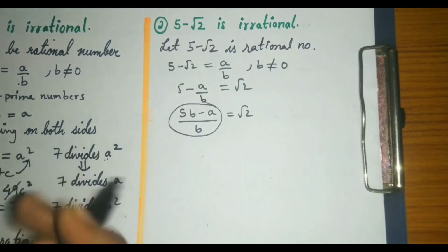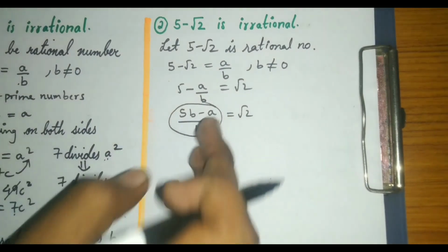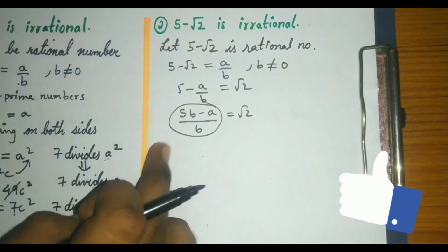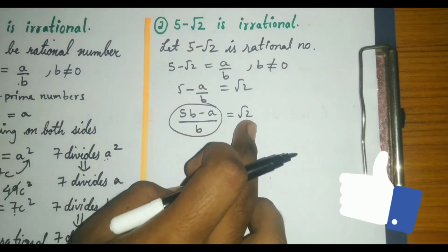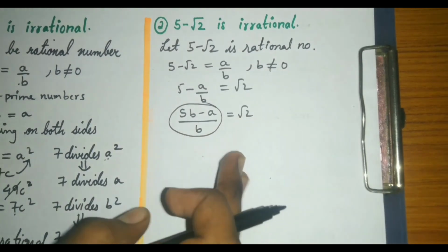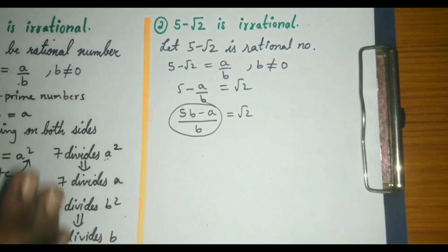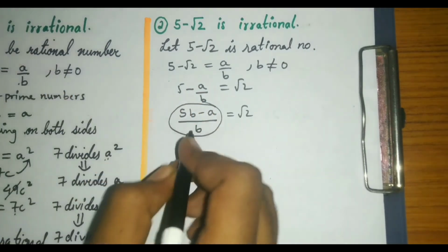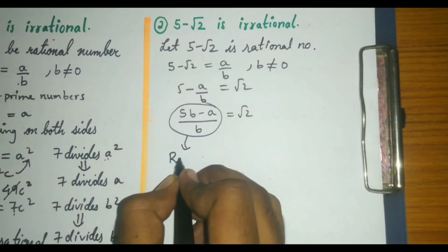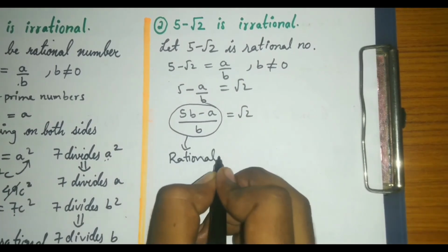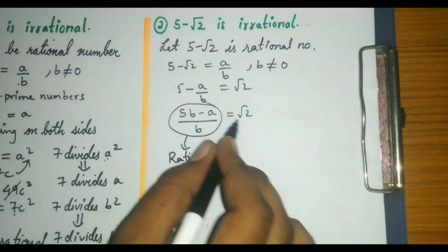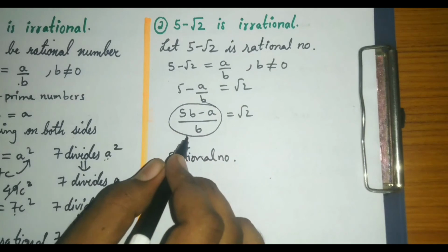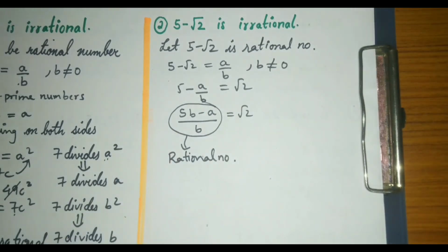So we can say that the LHS is in the form of a rational number. So root 2 should also be a rational number, which is a contradiction. So our assumption is wrong. The LHS becomes a rational number because it is in the form p by q, so the right side should also be rational, because it is equal to root 2. This is a contradiction. So we can say that our assumption is wrong.